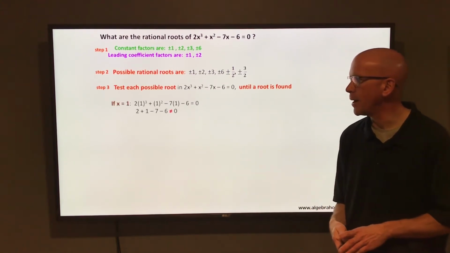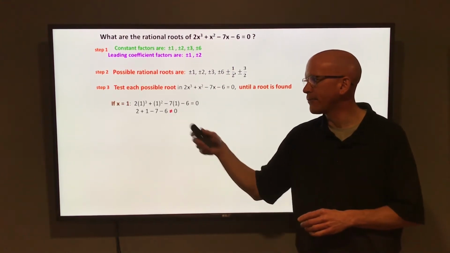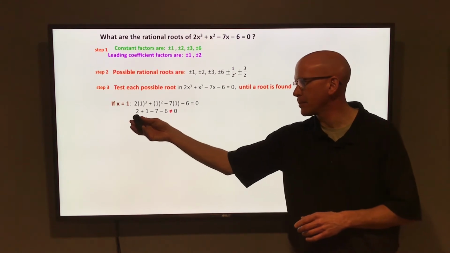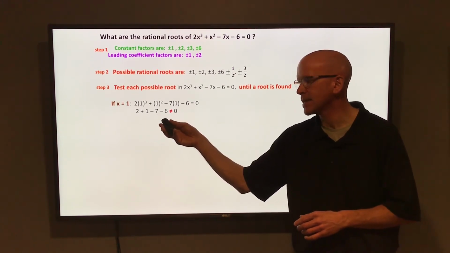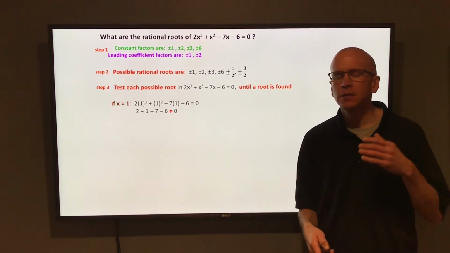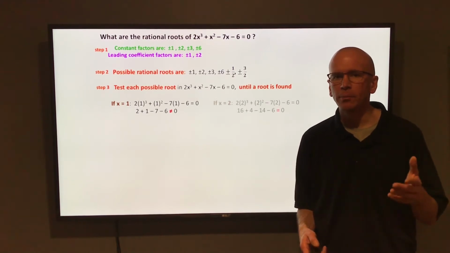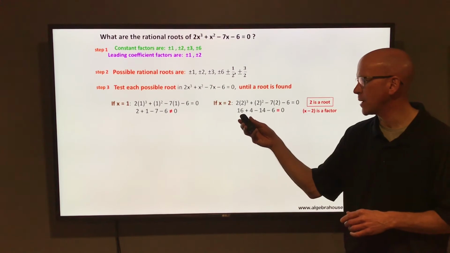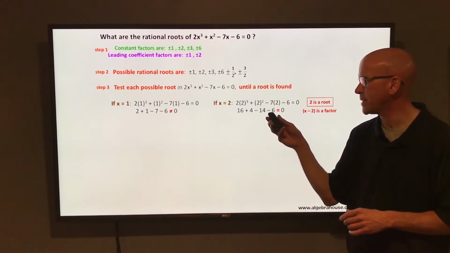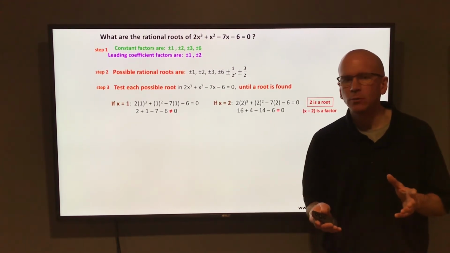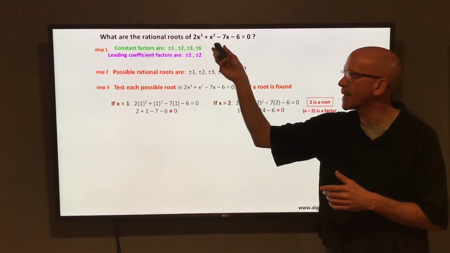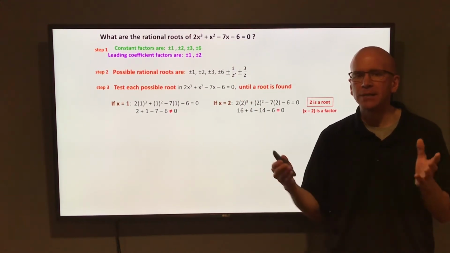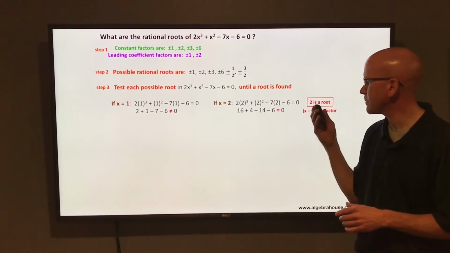So I'm going to start with 1. If I substitute 1 in for x, just manual substitution, we end up with 2 plus 1 minus 7 minus 6. That is not equal to 0. So you need to move on to something else, maybe negative 1 or positive 2. So if I try positive 2, if you substitute 2 in for x, we end up with 16 plus 4 minus 14 minus 6. That does equal 0. So when you substitute 2 in for x, both sides equal 0. That means 2 is a root. And that gives us something to work with.